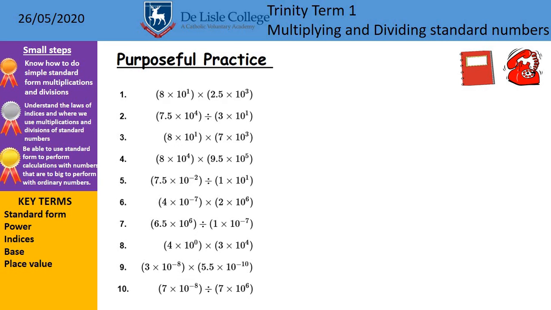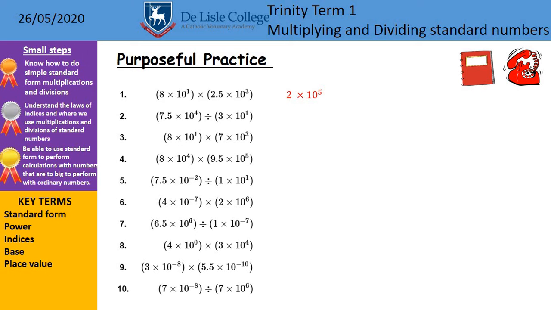So in the first one, we've got the 8 times the 2.5, which gives us the 2, and obviously 2.5 times 8 is actually 20. Our 1 and our 3 makes 10 to the power 4, and of course that 20, we can't have 20 times 10 to the 4. What we need to do is have 2 times 10 to the power 4.